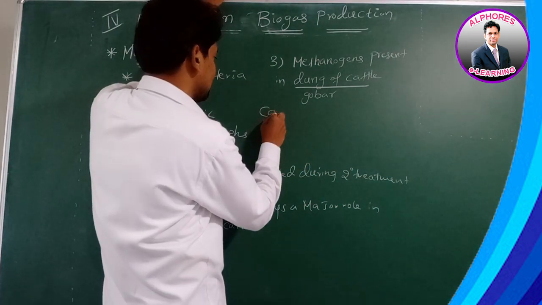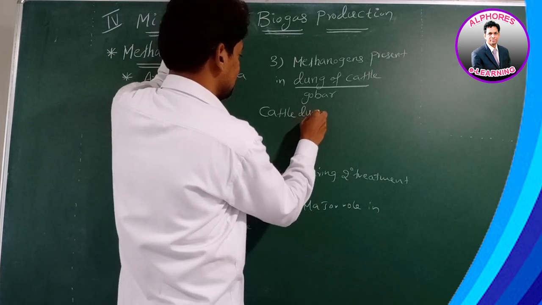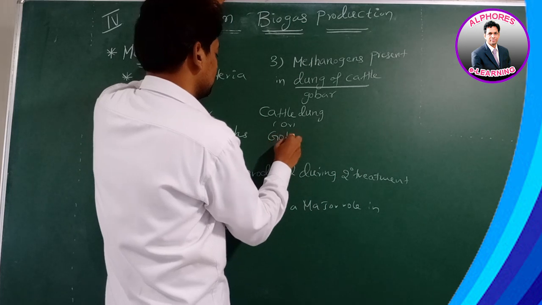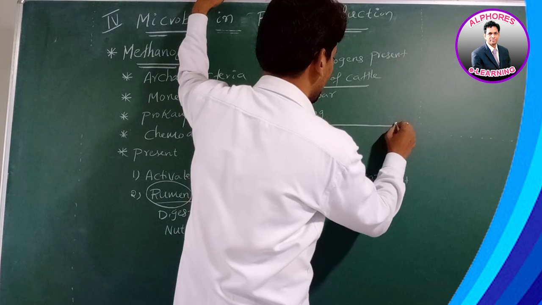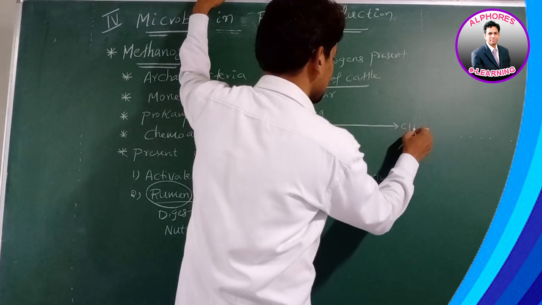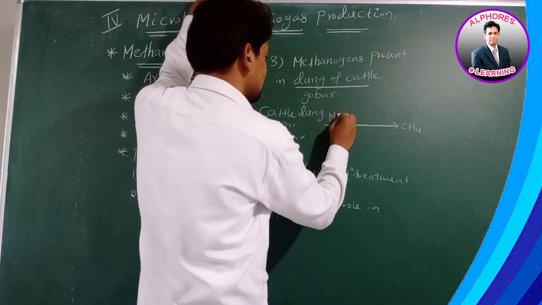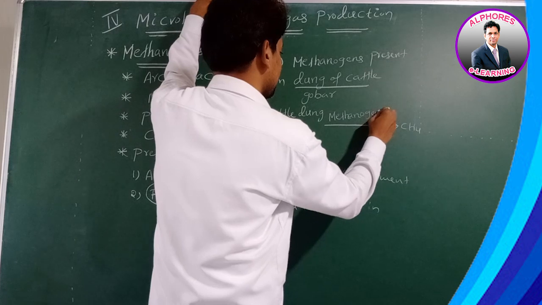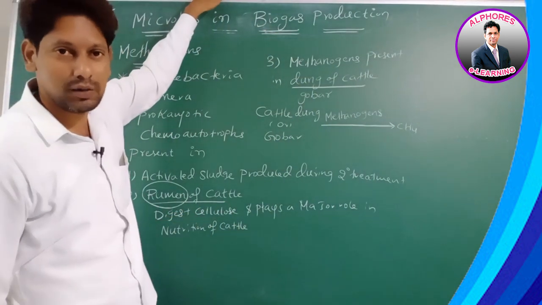Therefore, cattle dung, nothing but gobar. This cattle dung or gobar produces methane with the help of which organisms, sir? With the help of methanogens. Is this statement okay?